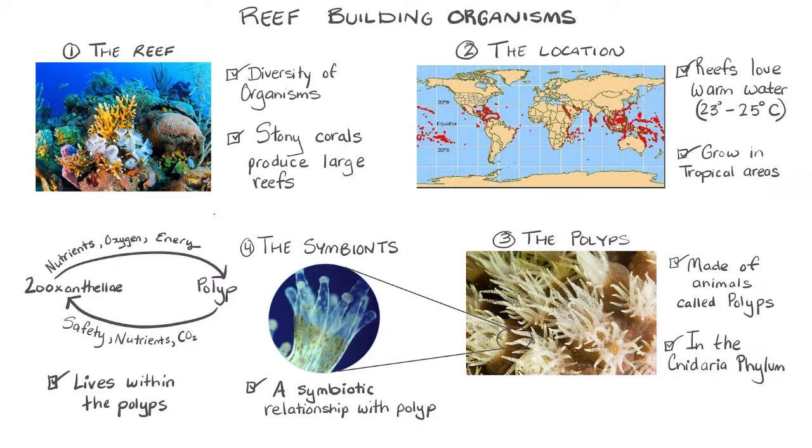The relationship between the zooxanthellae and the coral polyps works so well that reef-building corals do not grow any deeper than where the sunlight can penetrate in order to make sure that the zooxanthellae can receive sunlight for their photosynthetic needs.